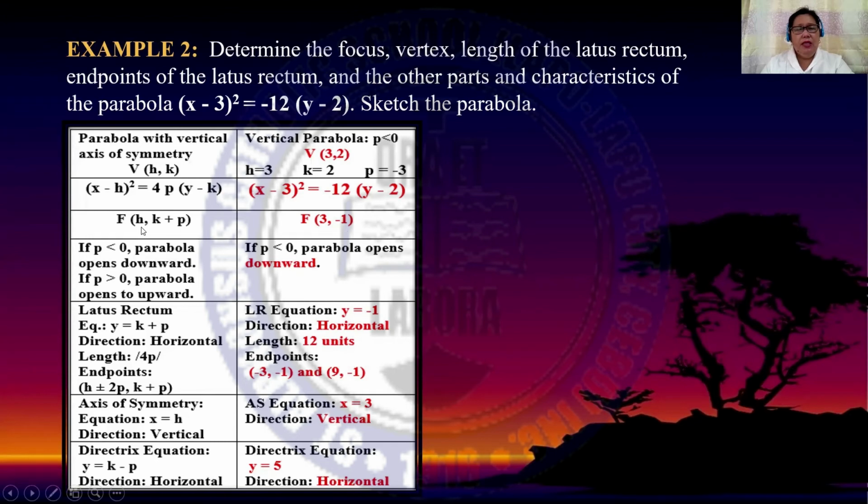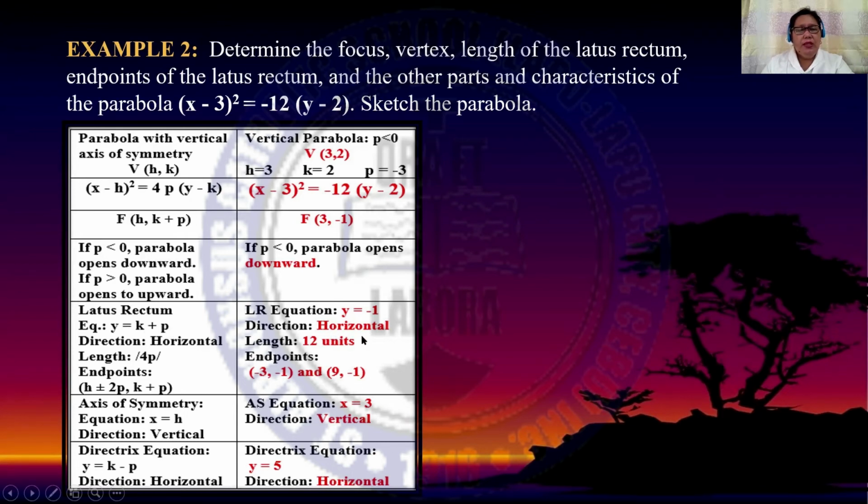The focus is (h, k plus p), so the value of h is 3, and k is 2. So 2 plus p, which is negative 3, that is equivalent to negative 1. P is less than 0 because it's negative 3, so the parabola opens downward. The equation of the latus rectum is y equals negative 1. That is from k, which is 2, plus p, negative 3.